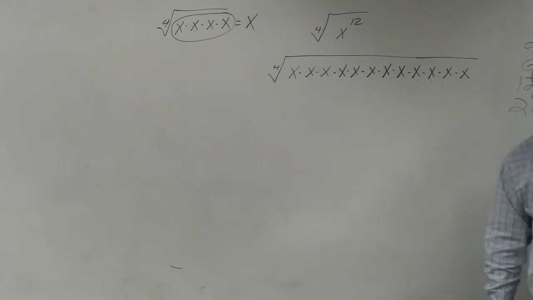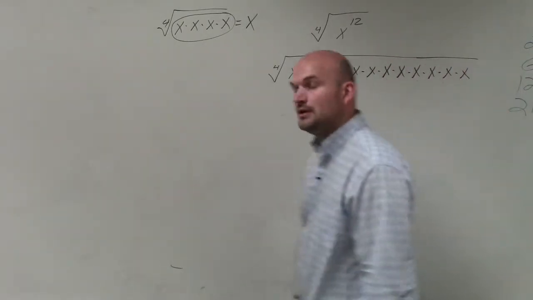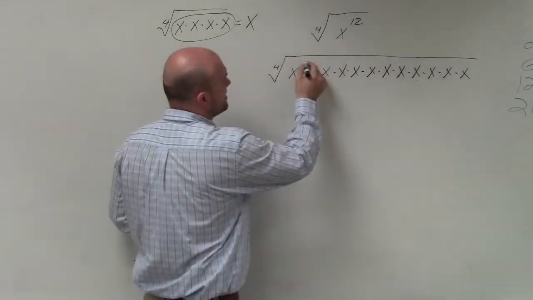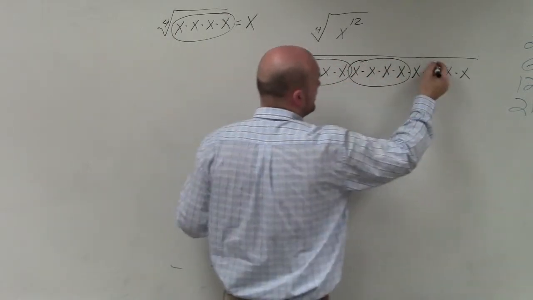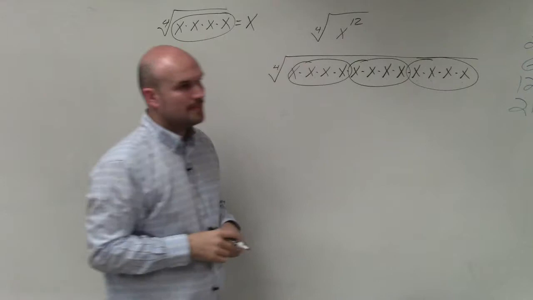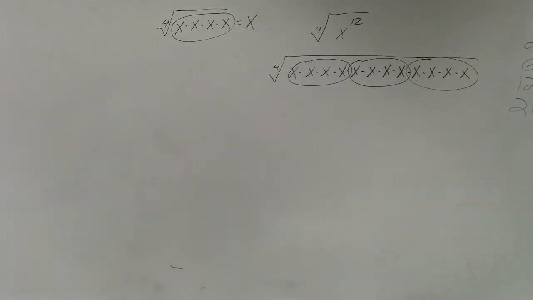So the thing here is how many groups of 4 can you make? Exactly. So now I can say, I have one group of 4 here, I have another group of 4 here, and I have another group of 4 here. So now I don't have any extra x's.